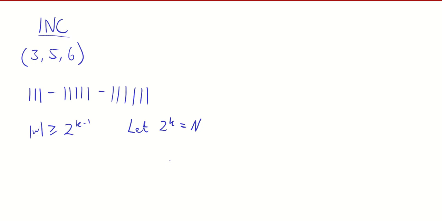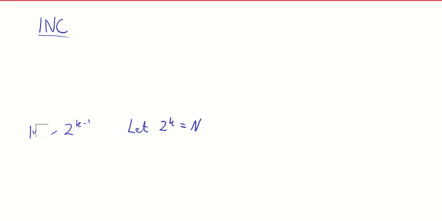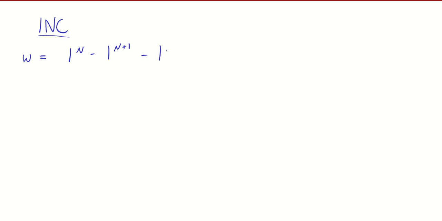So because this isn't about picking words, this is actually about how you find cases once you've picked your word, I'm going to cut to the chase and skip ahead. And I'm going to write out the word that I intend to use. So I'm going to say my word is equal to 1^n dash 1^(n+1) dash 1^(n+2).